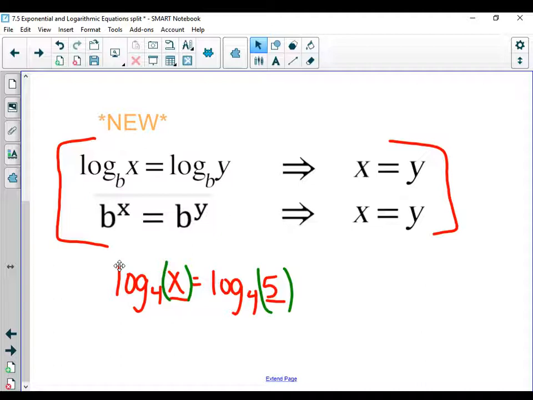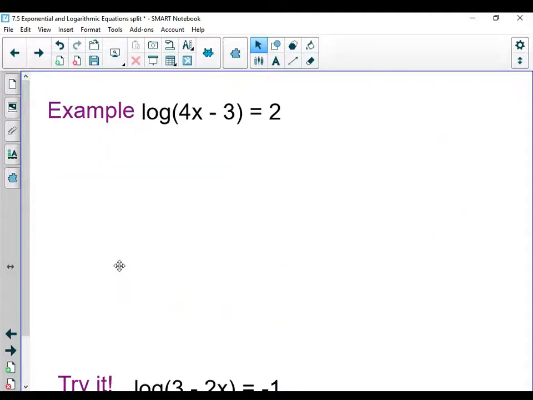We already did the second one, where if we had the same base for our exponents, we just set the exponents equal to each other. Okay? Here's our first example. This is home for us. This is easy. This is where we want to be.